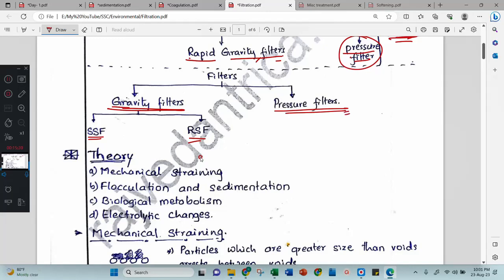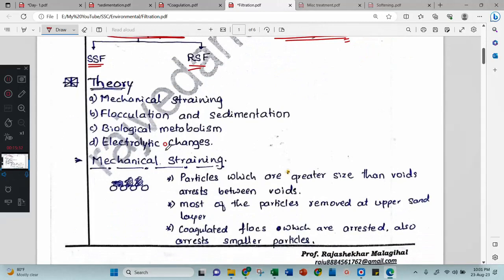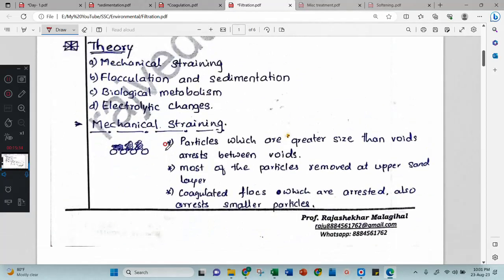Then what happens inside the filtration? There are four mechanisms explained in filtration. The first is mechanical straining, then flocculation and sedimentation, biological metabolism, and electrolytic changes. These four mechanisms happen in filtration. This is the theory, explaining why particles are removed in filtration.